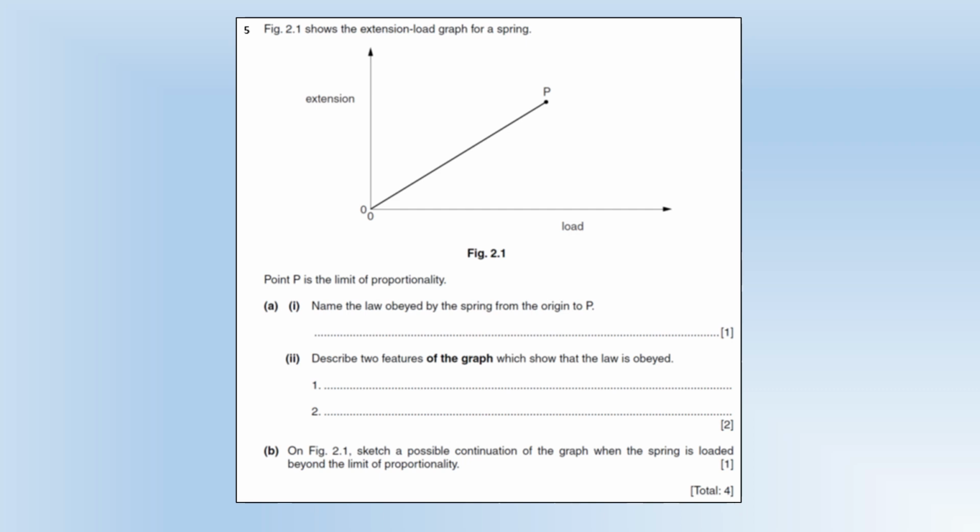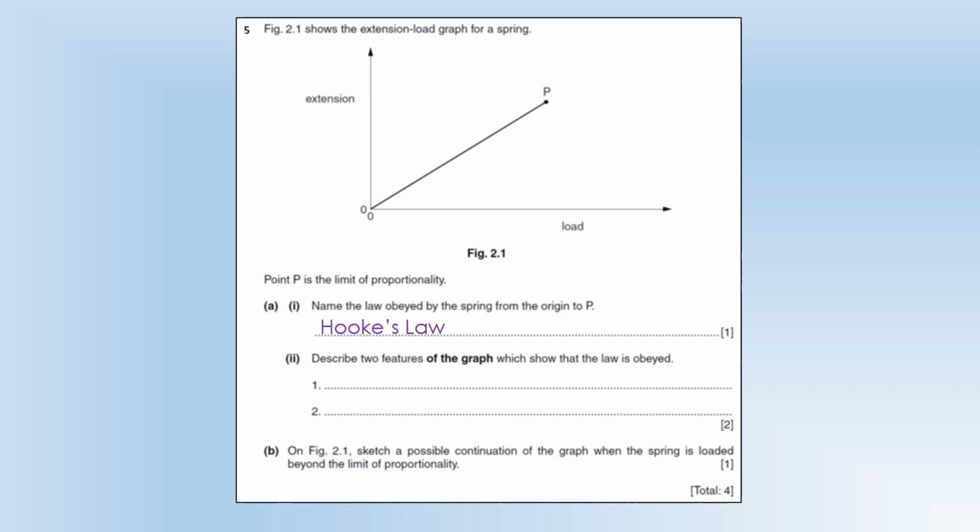Okay, so now moving on to look at an extension load graph for a spring. Point P is the limit of proportionality. Name the law obeyed by the spring from the origin to P. That's Hooke's law. Hooke's law states that force and extension are directly proportional up to the limit of proportionality.